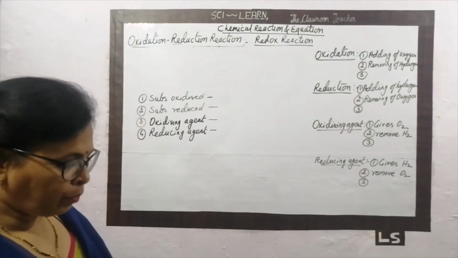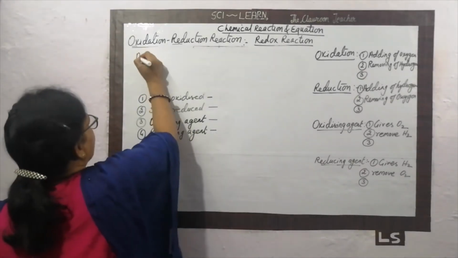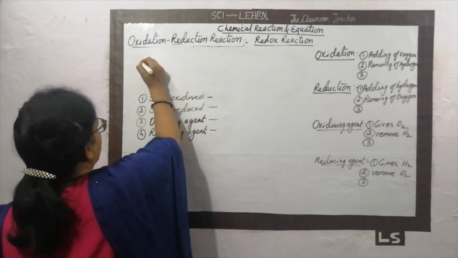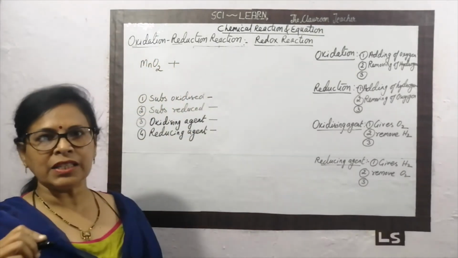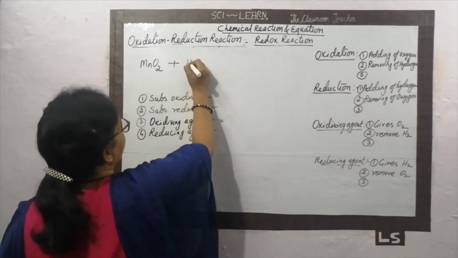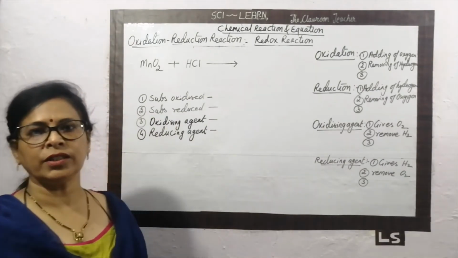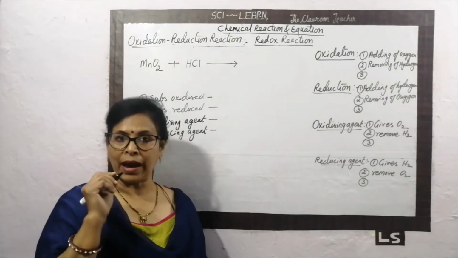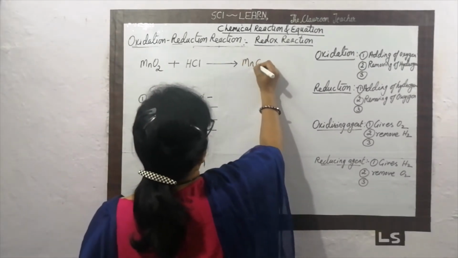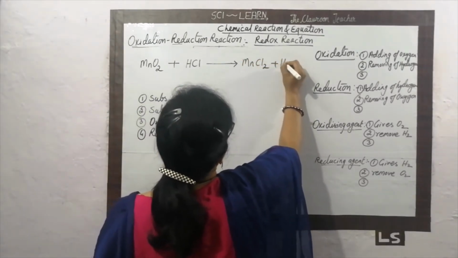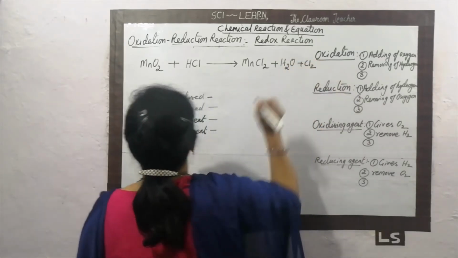Okay. One more equation is given in your NCERT book. That is manganese dioxide. Again, I am writing it here. Manganese dioxide, MnO2, combines with hydrochloric acid. And due to this combination, three substances are formed: manganese chloride, water and chlorine. MnCl2 plus H2O plus Cl2. Three substances are formed here.